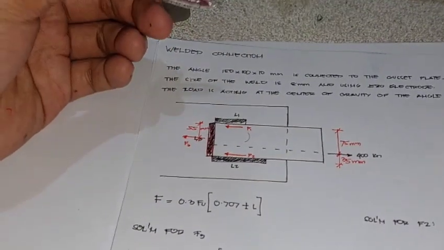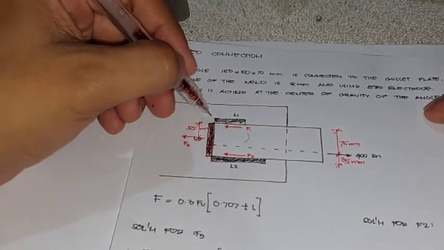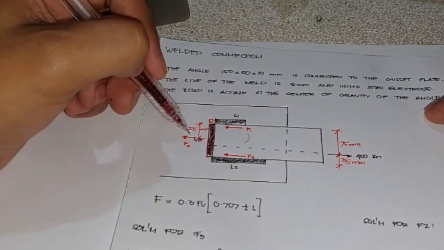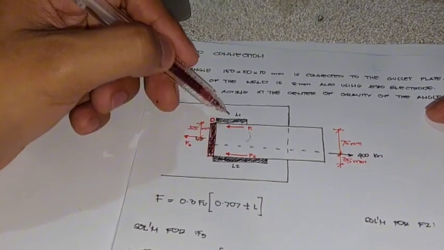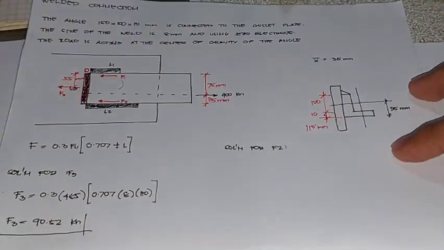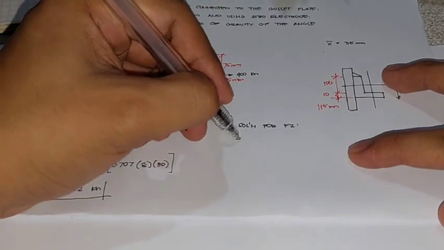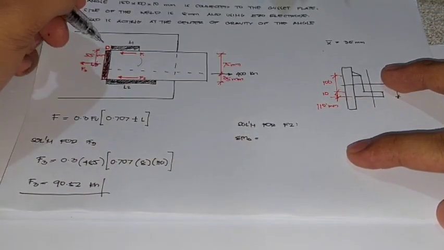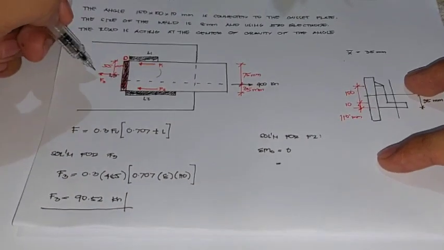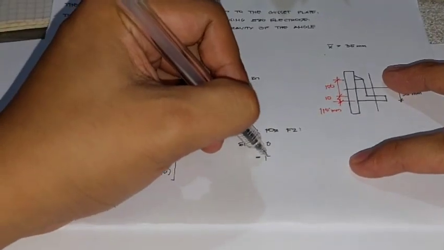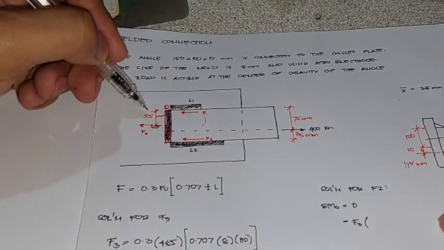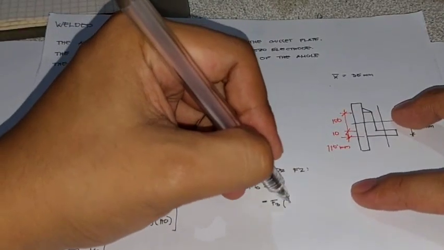Where do we take moments? Since we are solving F2, we take moments here. If you take moments here, only F3 and F2 will rotate. F1 will not rotate because it has no moment arm. So the summation of moments at O is equal to 0, equals F3 times the moment arm, which is 55 mm.